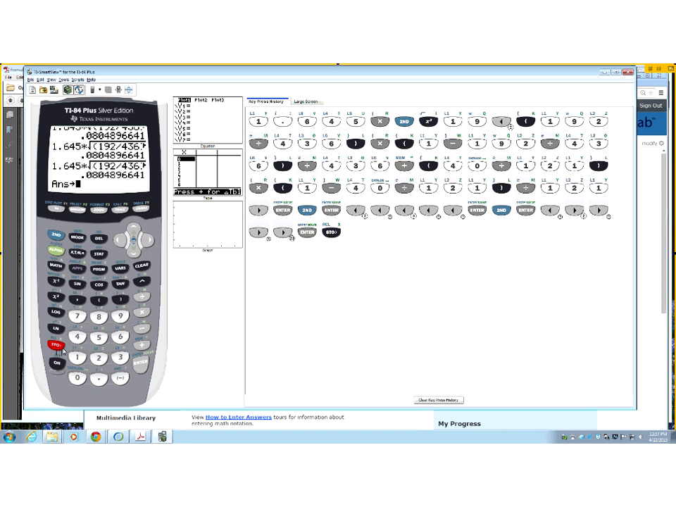I am going to store this. So I'm going to use the STO key, the store key, and alpha E, so that I don't have to write down my margin of error. It's already in the calculator. So E is the margin of error.